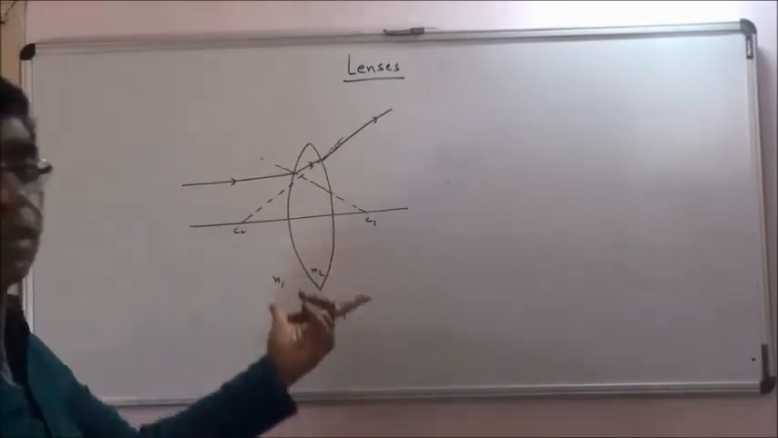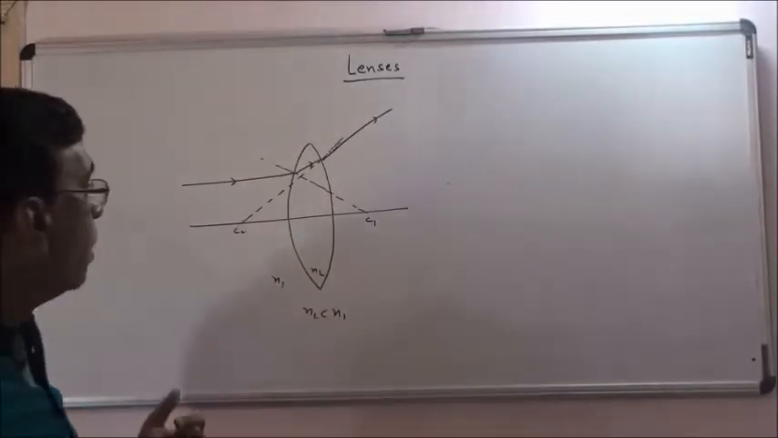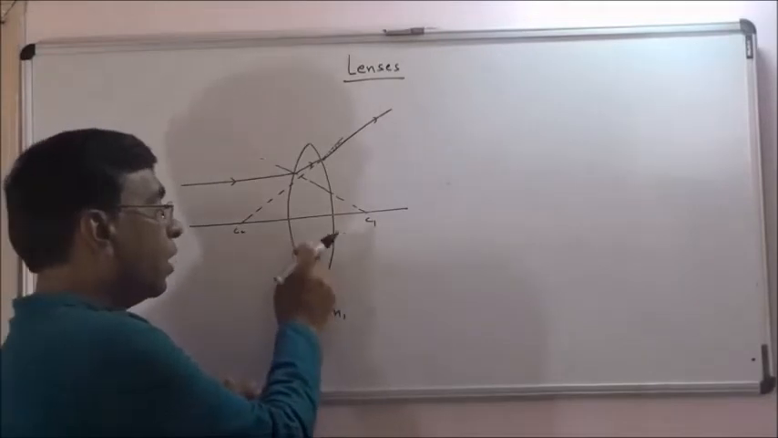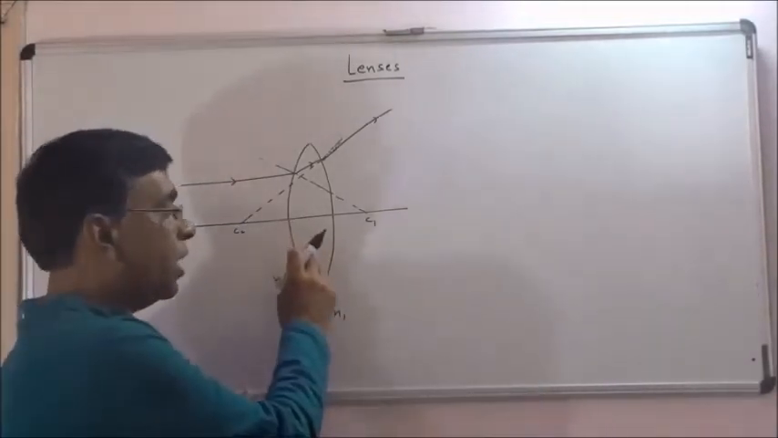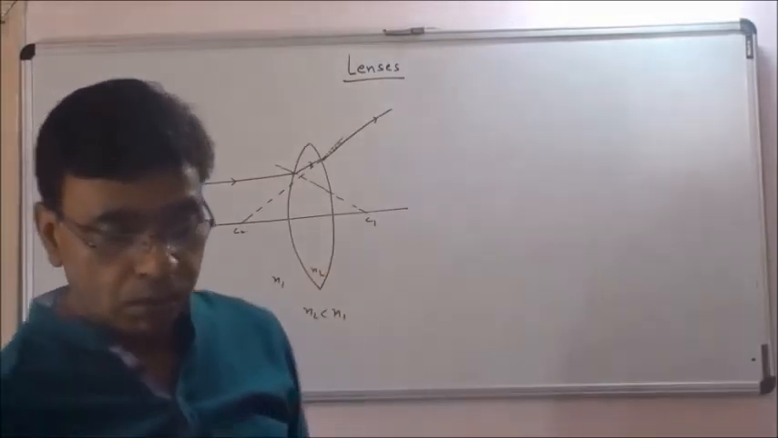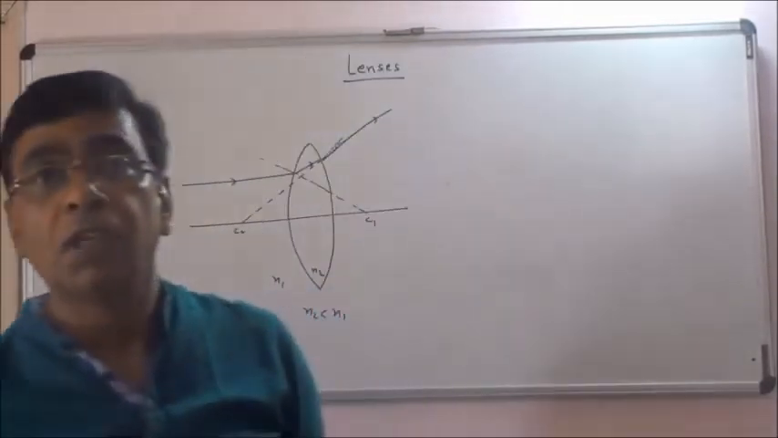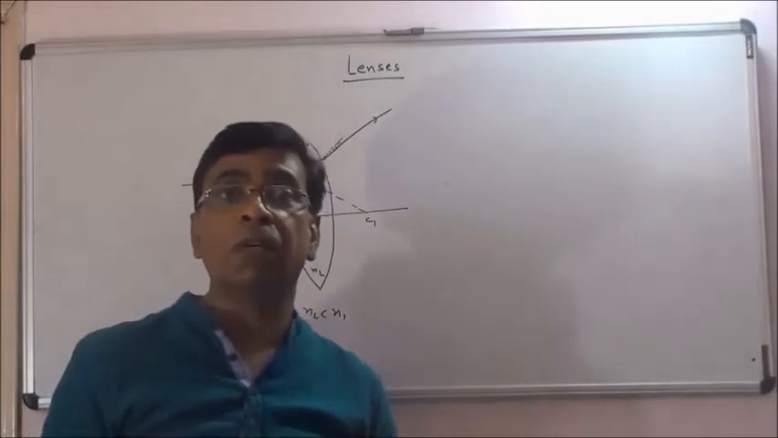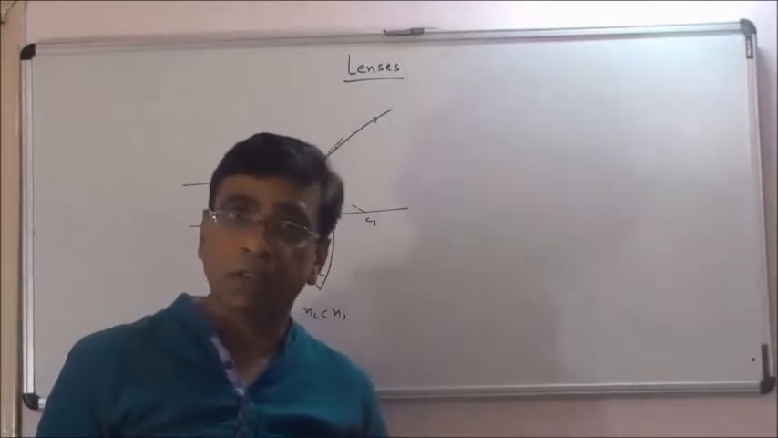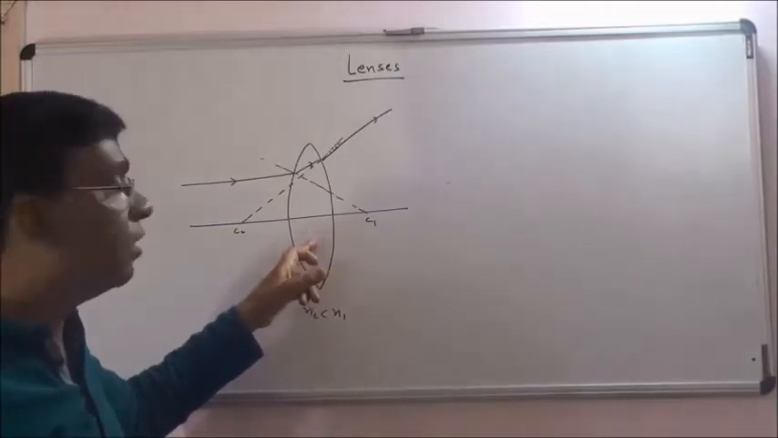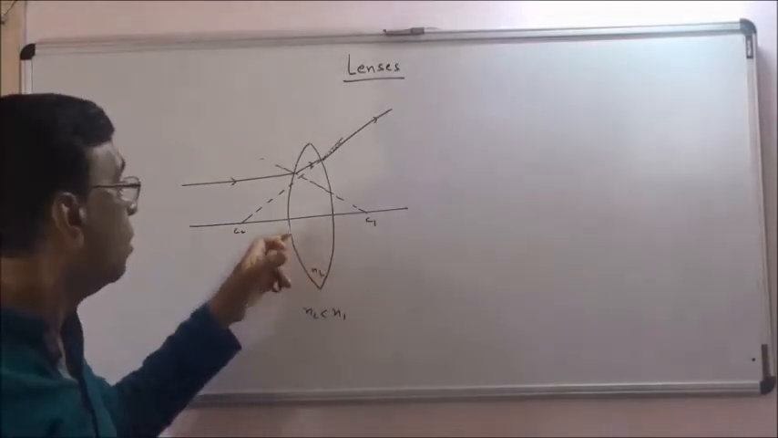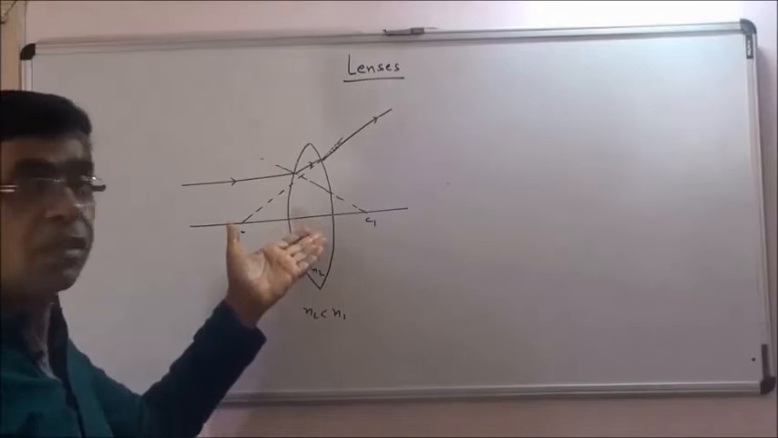It may also act as a diverging lens. It depends on the relative values of refractive indexes. If the lens is made up of a material having refractive index higher than the surrounding medium, it is a converging lens. And if it is made up of a material having refractive index less than that of the surrounding medium, then it is a diverging lens.